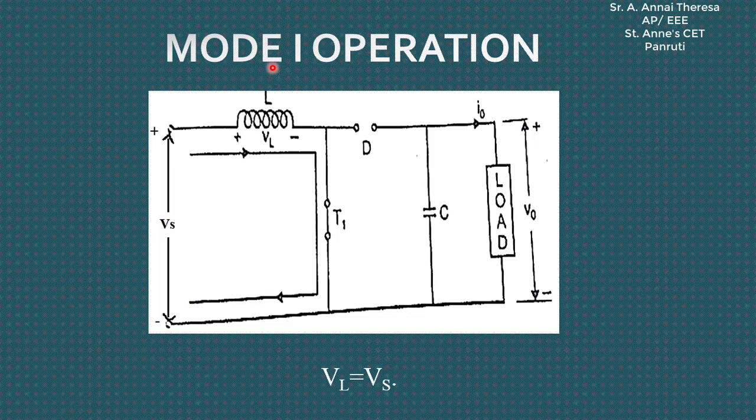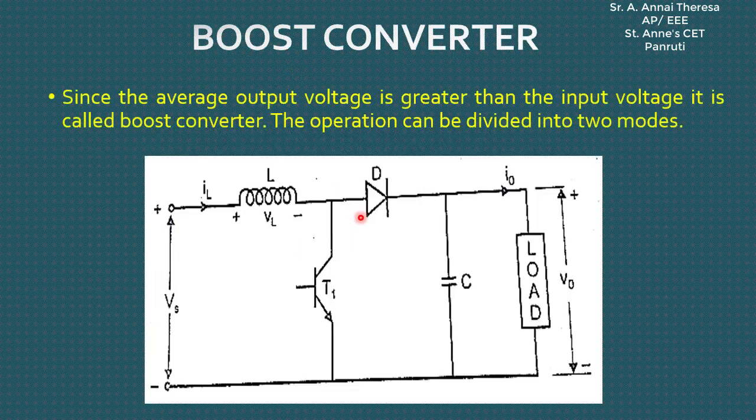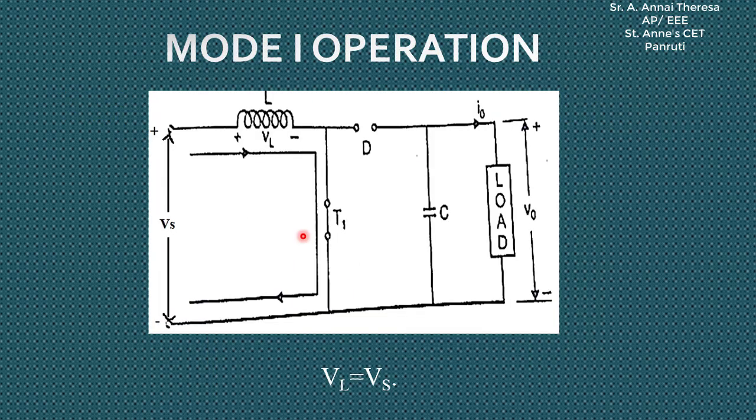First we can see the mode 1 operation. In this mode, the switch is on. Here as a switch we have used a BJT. Instead of a BJT you can also use a MOSFET or IGBT, anything you can use. In the previous converter, the buck converter, we used a MOSFET or IGBT. Here we have used a BJT. To switch on this transistor, we have to give the base signal to this BJT. By giving this base signal, we can turn on this switch.